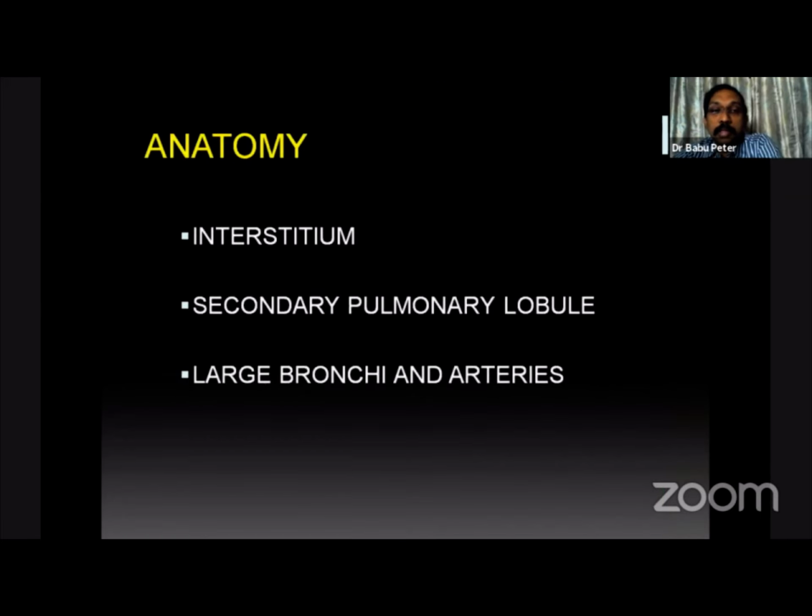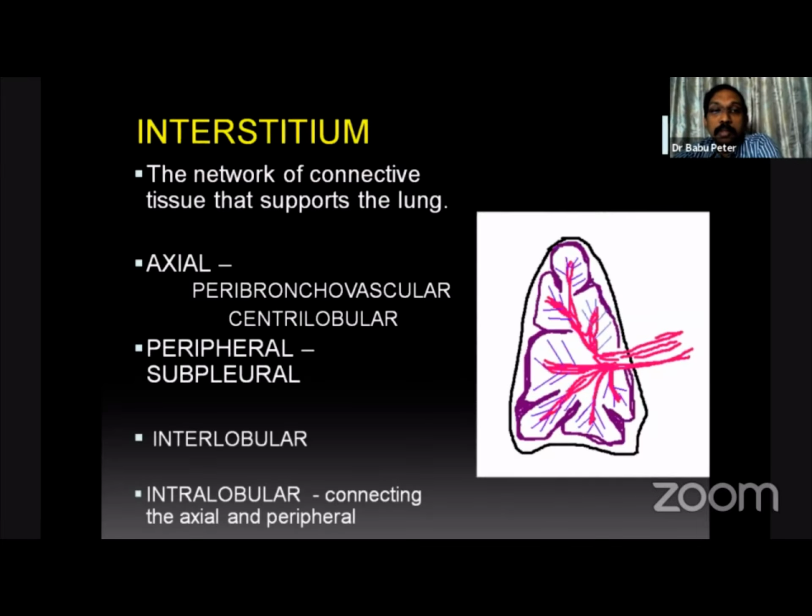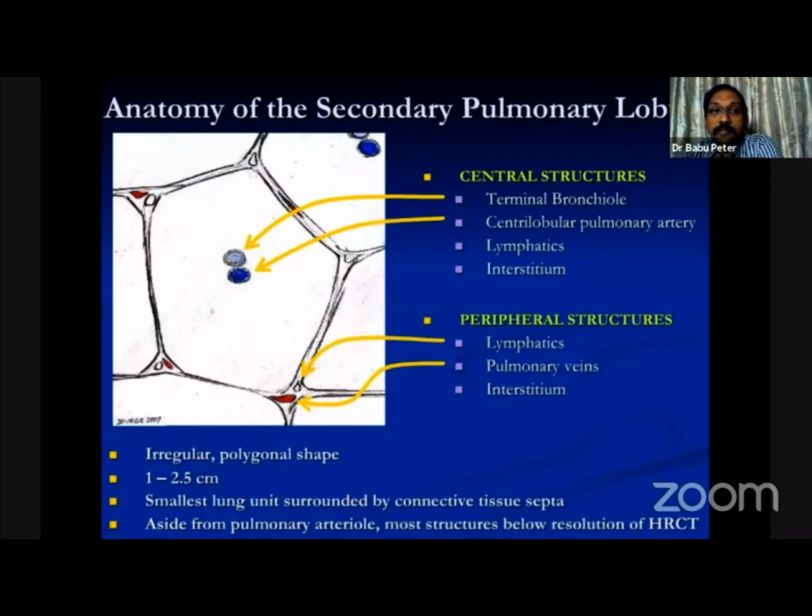So basically, before we go on to the abnormalities, knowledge of the anatomy is very important in high resolution CT. So what is the pulmonary interstitium? It is the network of connective tissue that supports the lung. This can be axial, which is the peribronchovascular and the centrilobular. It can also be peripheral, involving the subpleural regions. Then the interlobular interstitium, that is between the lobules, is very important. So most of these abnormalities occur in these areas.